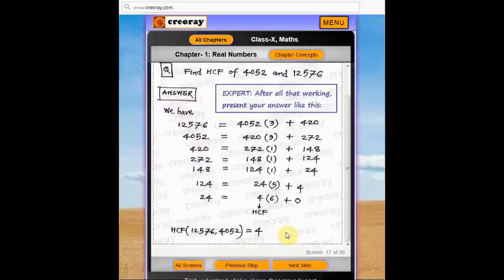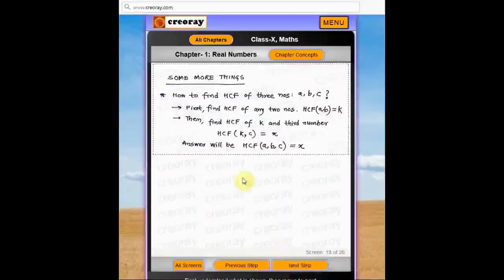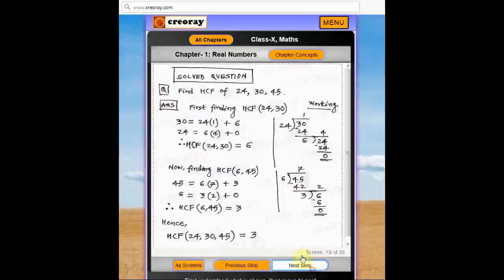Now I will cover one more important topic here. That is, how do you find HCF of three numbers? Let's suppose you are given A, B and C. So first part is find HCF of any two numbers. So take A and B. You get some HCF. Call it K. Some number K. Then in next part, take that K and the third number C. Find that HCF. And then you will get some number X. Now this X is HCF of all the three numbers A, B and C. X is your HCF.